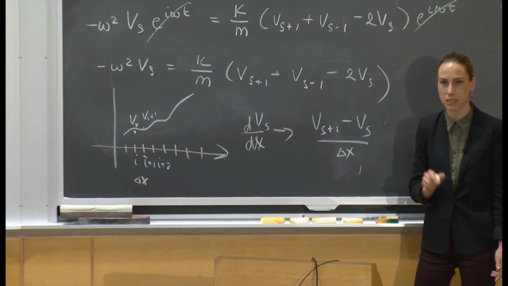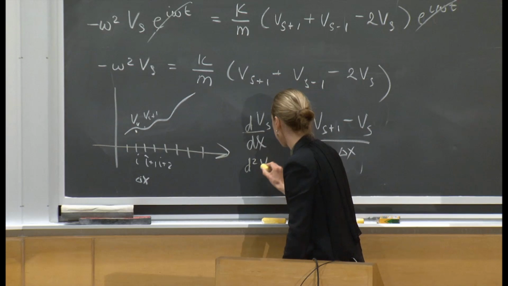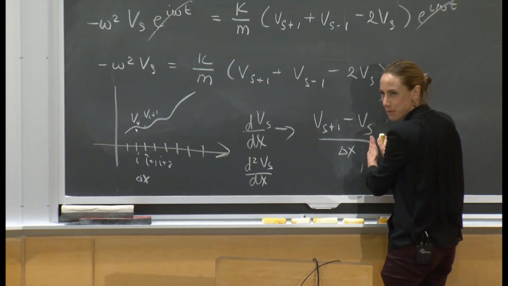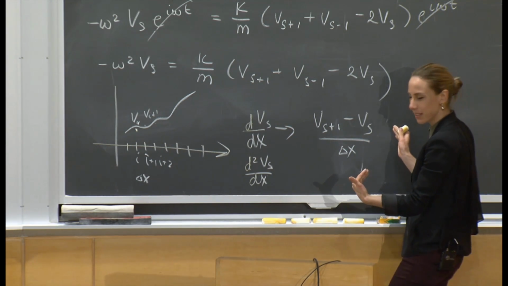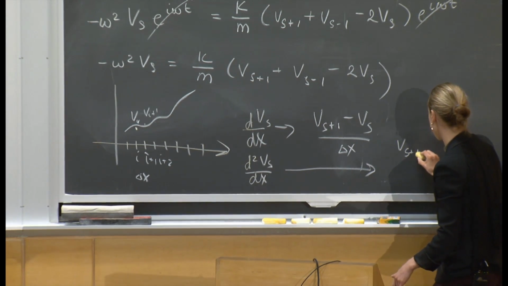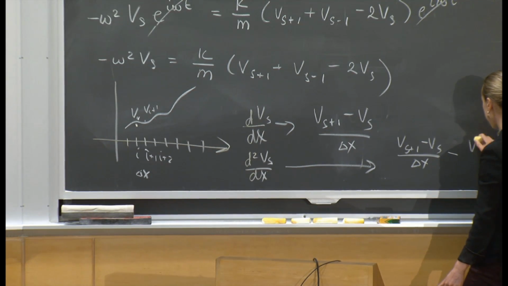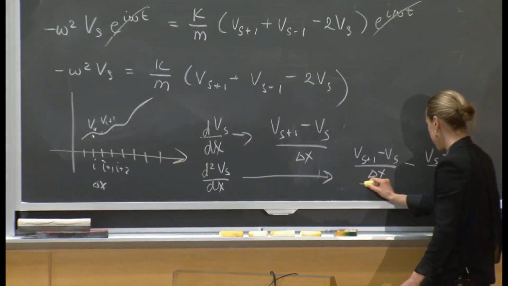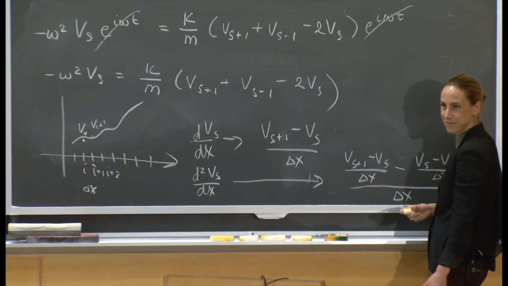Now the computer wants to take a second derivative. What is it going to do? It's going to take the first derivative, subtract the neighboring first derivative, and divide it by delta x. So we'll get v_(s+1) minus v_s over delta x, minus v_s minus v_(s-1) over delta x, all divided by delta x. Looks familiar?